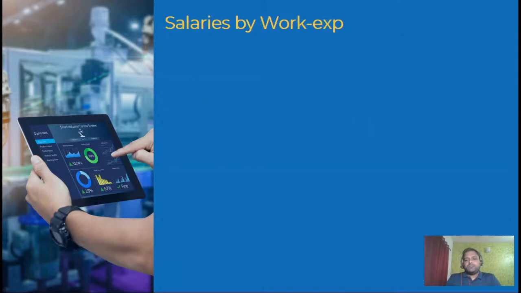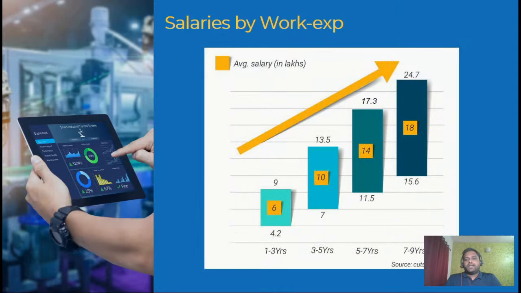Okay, so let me just spend some more time understanding the lay of the land. This is a study and survey by Cut Short. They try to understand what salaries people get at various work experience levels within the IT industry. You can see that within 10 years people get a scope to earn up to 25 lakhs.